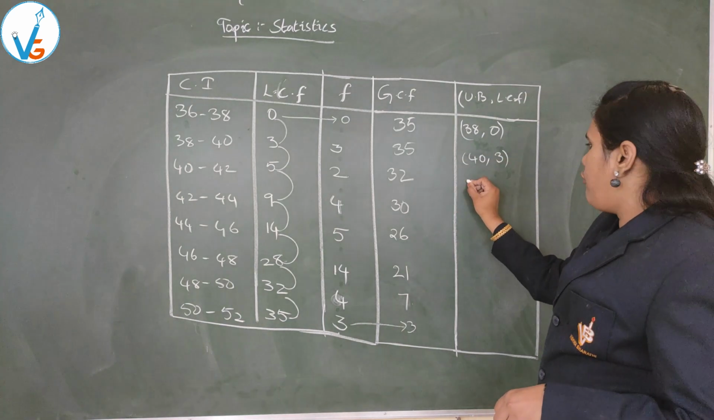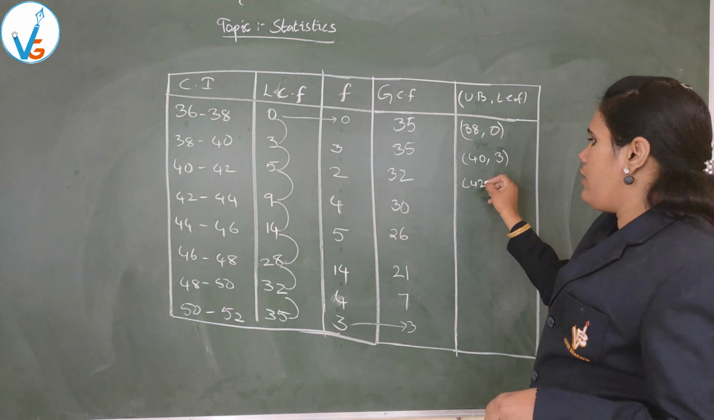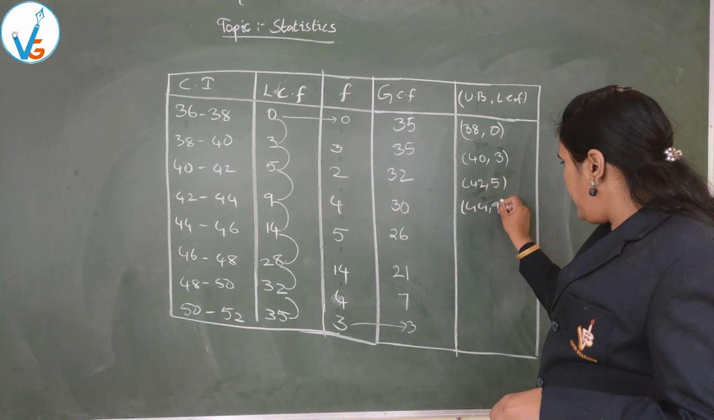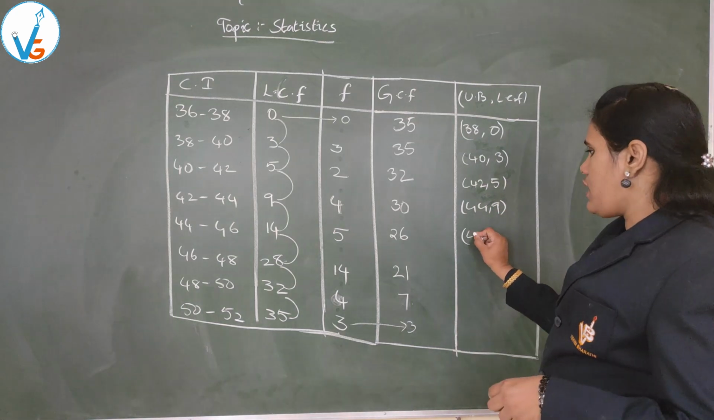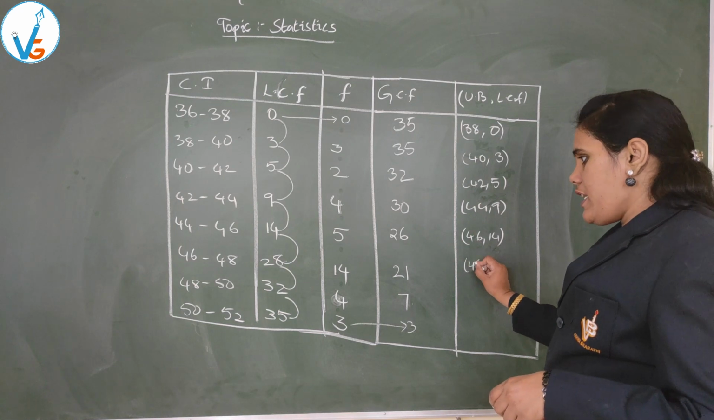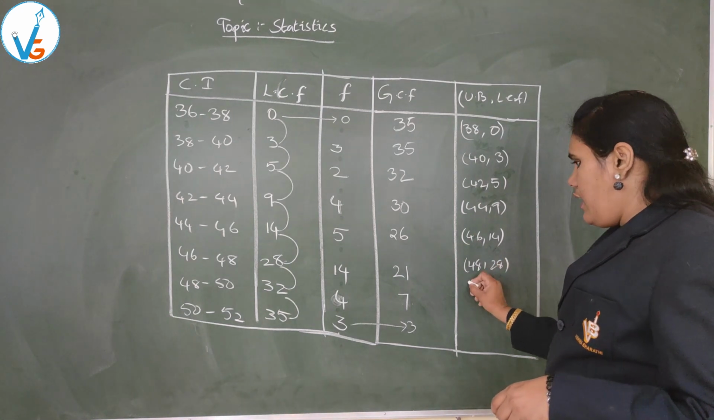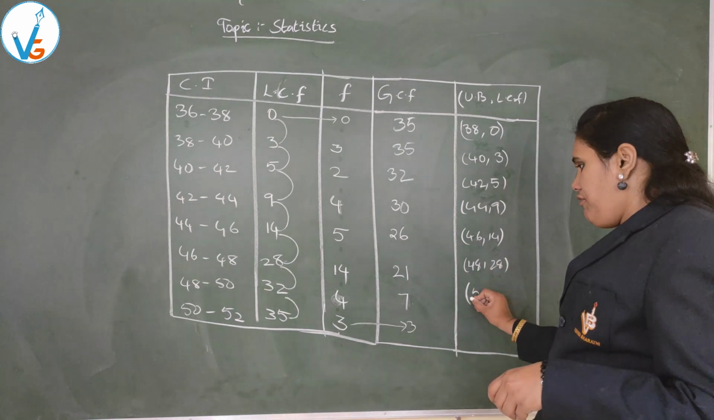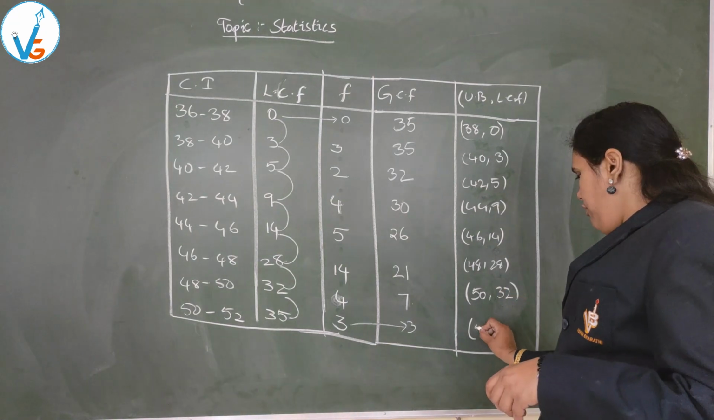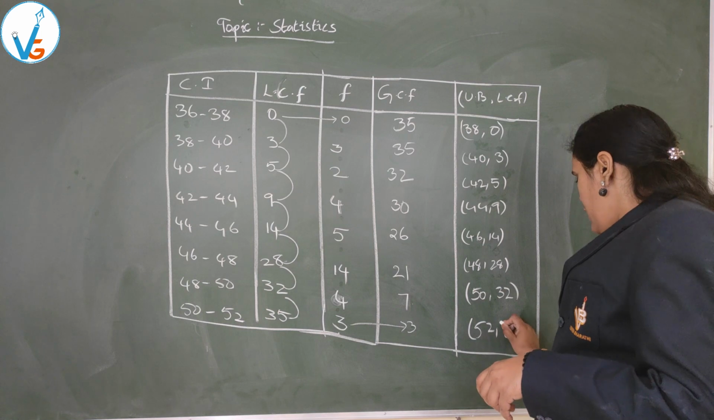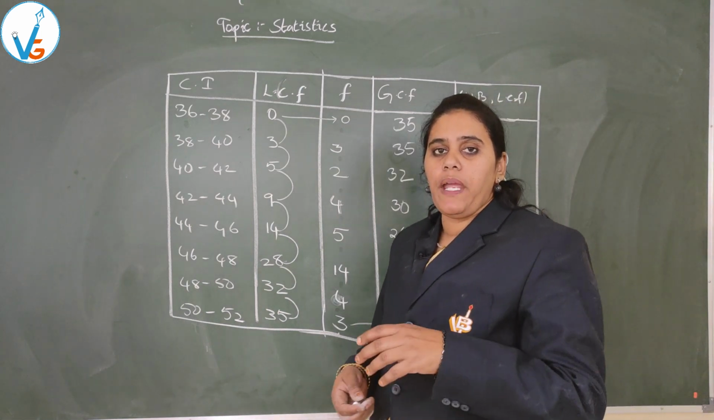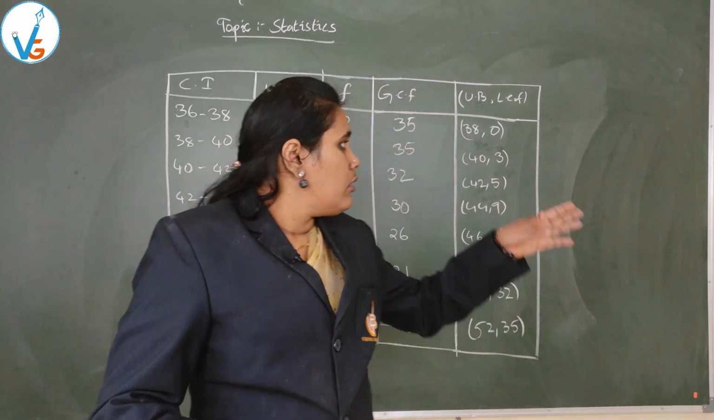Next will be 42 comma 5. And the next one will be 44 comma 9. And the next one will be 46 comma 14. Next will be 48 comma 28. And the next one will be 50 comma 32. And your next one will be 52 comma 35. Okay? Like this you have to pair all the pairs.